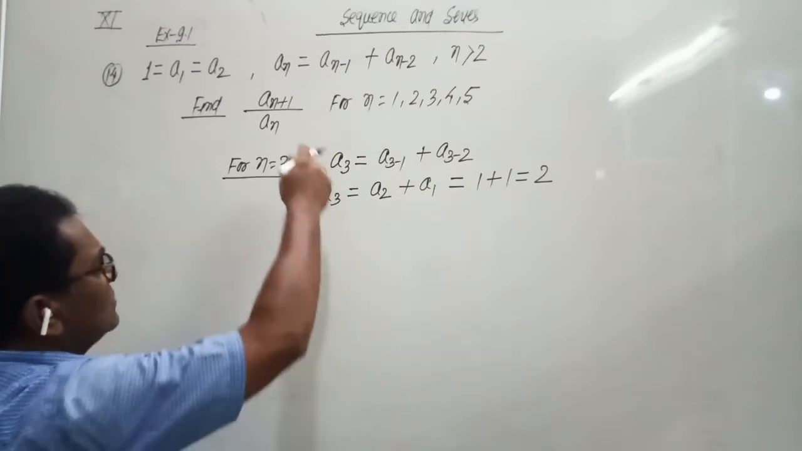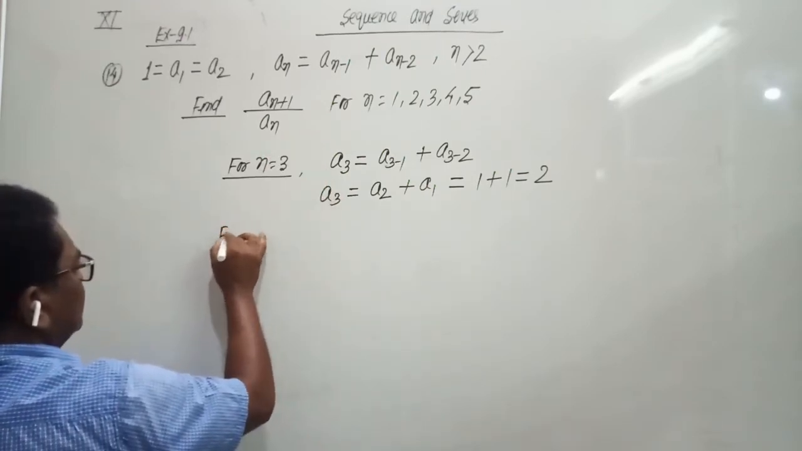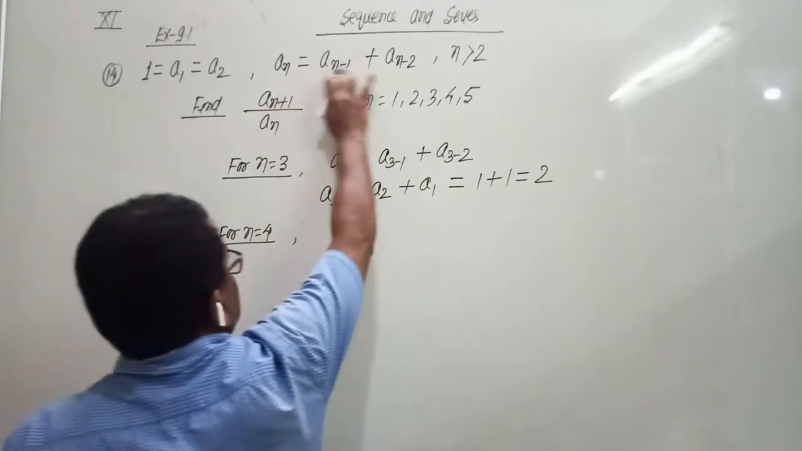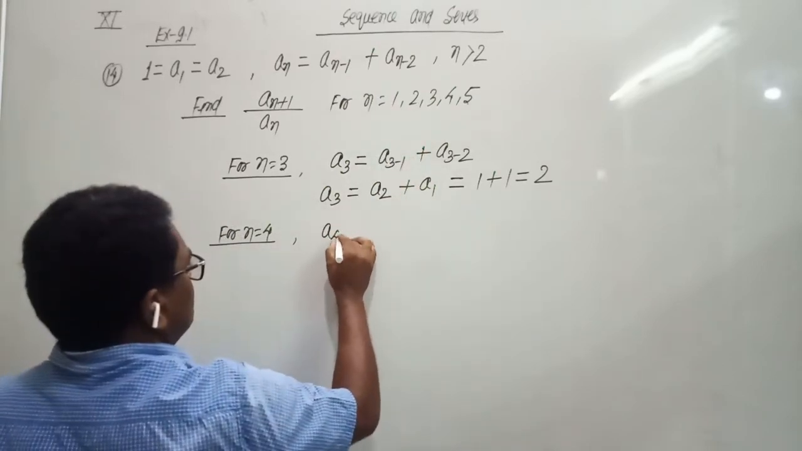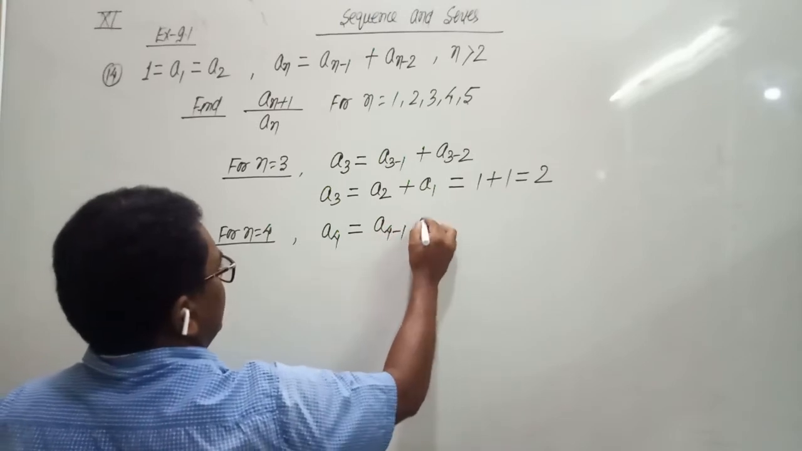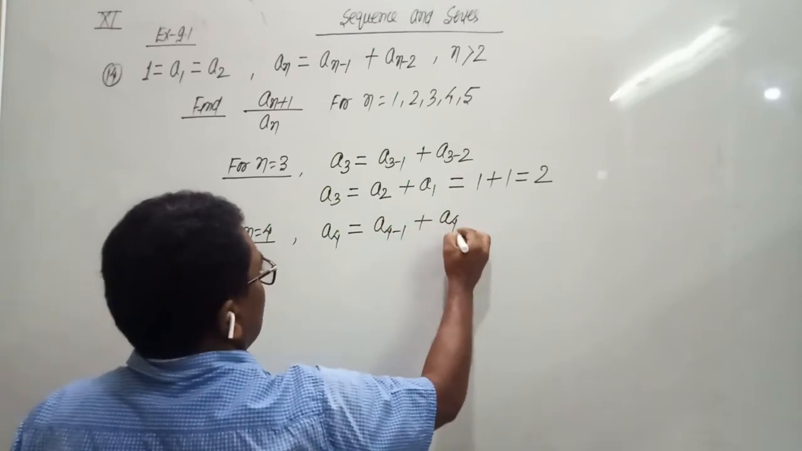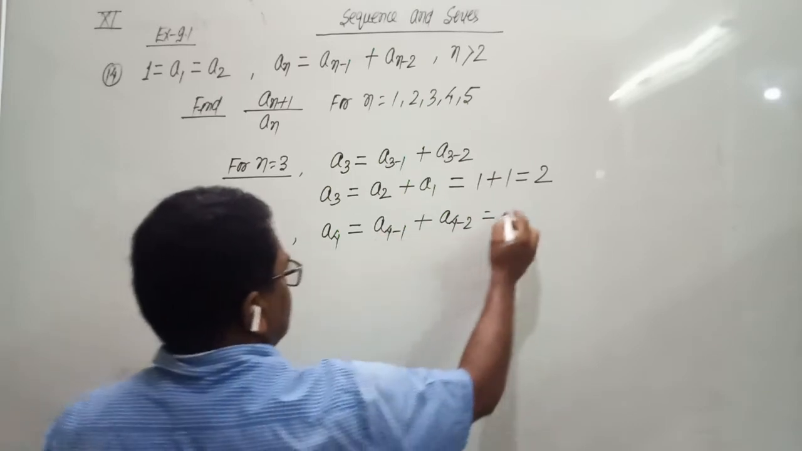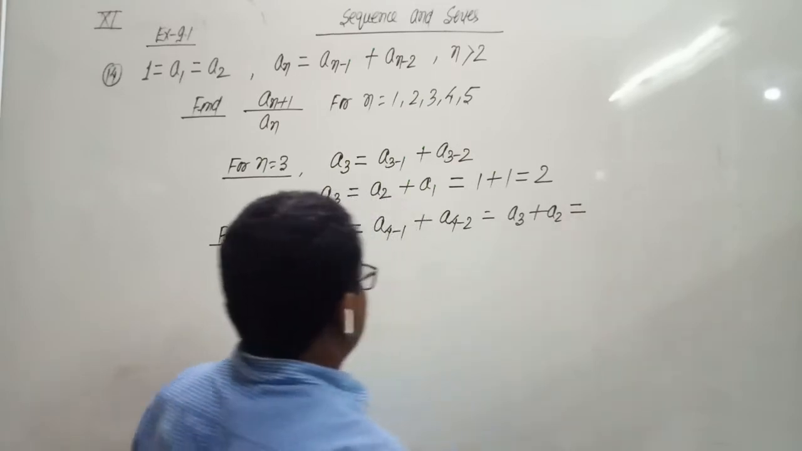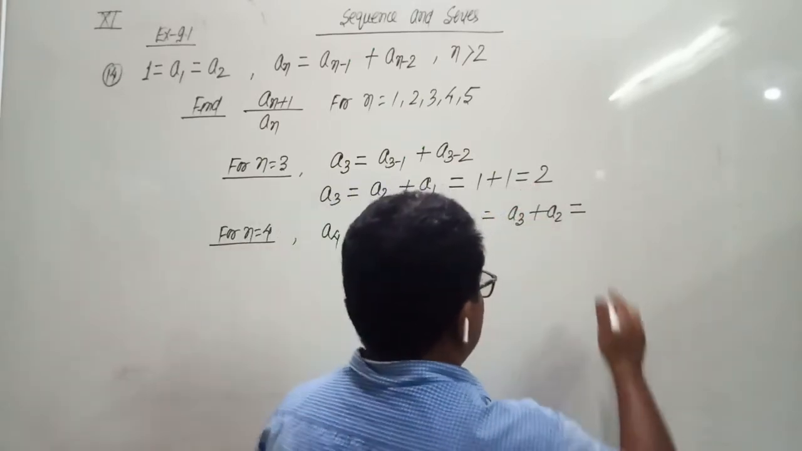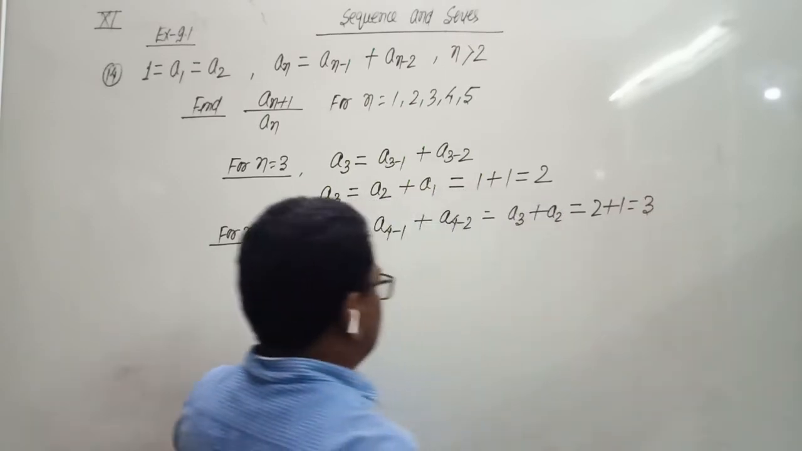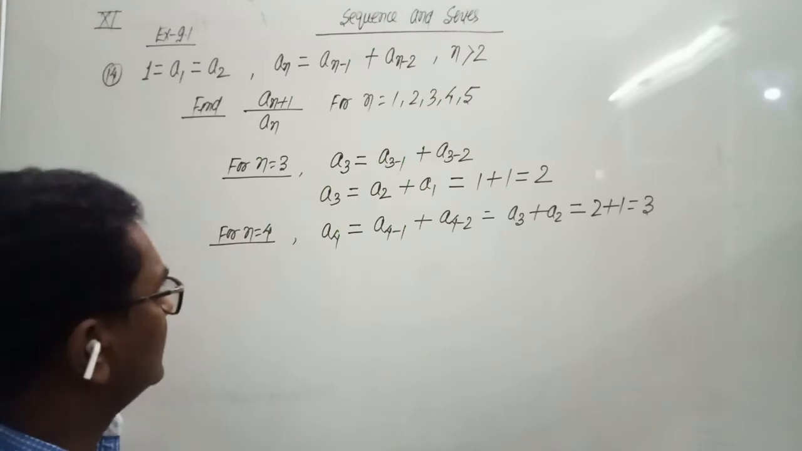Now we find the value for n equals 4. In the given sequence, we put n equals 4. So a4 equals a(4 minus 1) plus a(4 minus 2), that is a3 plus a2. The value of a3 we have just calculated is 2, and the value of a2 is given as 1. So we get the value of a4 equals 3.